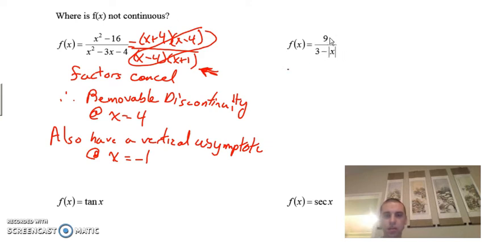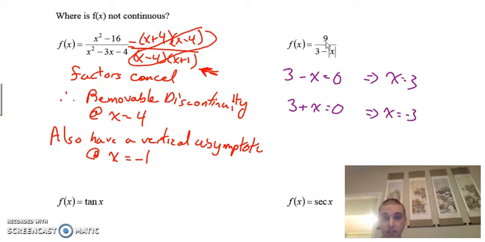With this one, we've got 3 minus x. We're going to set the denominator equal to 0. Remember, when it's absolute value, we do both the negated part and the positive part. So that implies we got x equals 3 and x equals -3. This is an asymptotic discontinuity too, so please make sure you realize that. That's where the denominator equals 0.